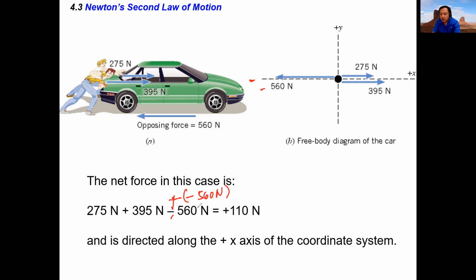And of course, they're all in x, so you can add them. The result is directed along the negative x axis, so the net force is along the negative x axis of the coordinate system. So that is how to add forces if they are all in the same line.